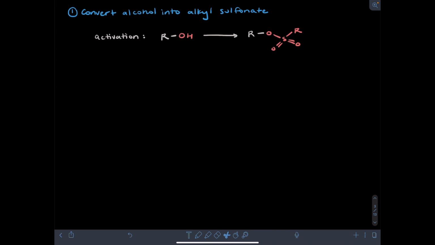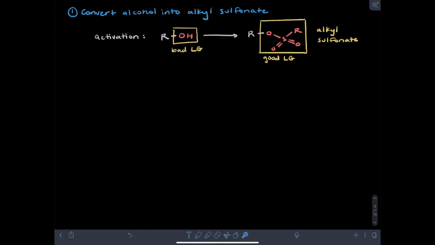The first method I'll talk about is converting the alcohol into an alkyl sulfonate. This is a way of activating the alcohol to make that OH group more reactive and get reactions to occur. This is necessary because the OH group is a bad leaving group by itself, but once the molecule has been converted into an alkyl sulfonate, the sulfonate part of it is a good leaving group.